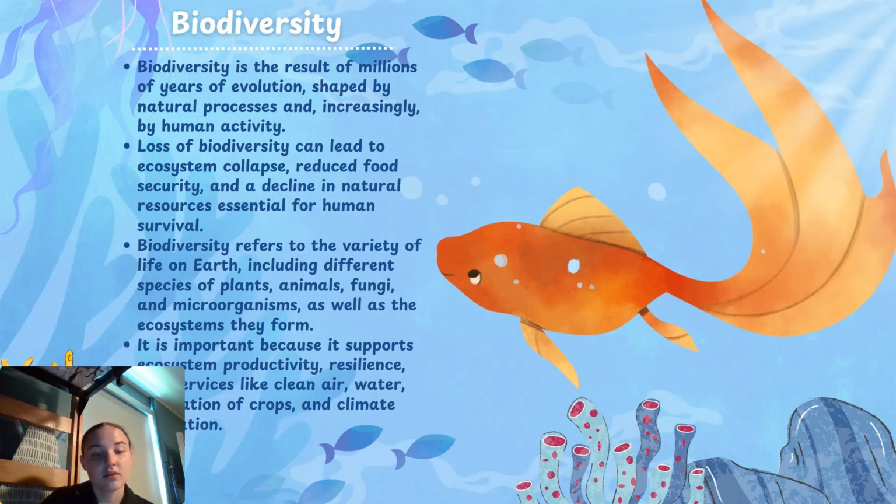Biodiversity refers to the variety of life on Earth, including different species like plants, animals, fungi, and microorganisms, as they form ecosystems, and it is important because it supports ecosystem productivity and resilience and services like clean air, water, pollination of crops, and climate regulation.